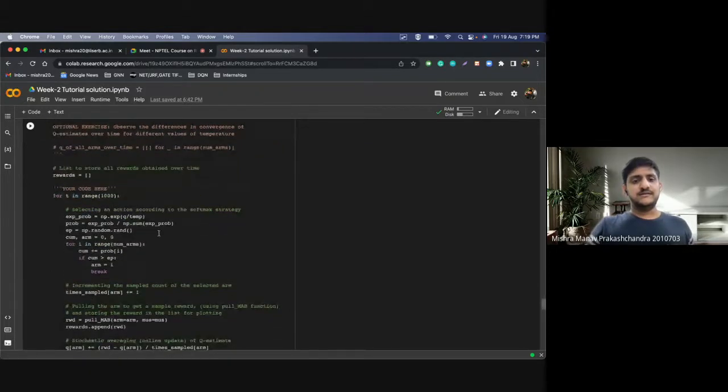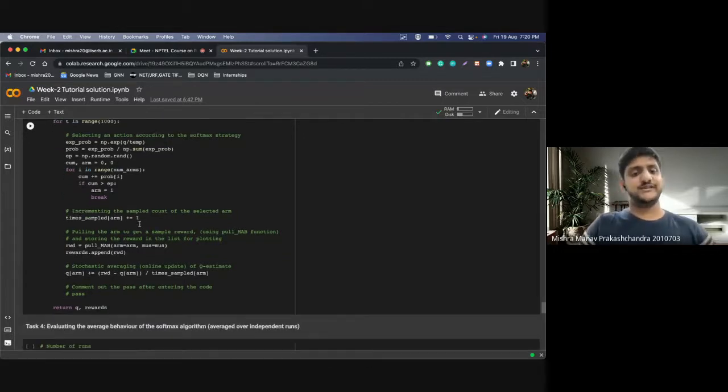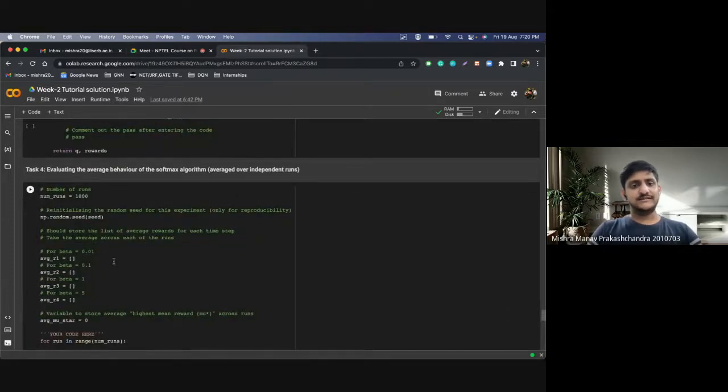Everything has been commented out. So what you do is, for T in range 1000, you first take the exploration exp probability, which is e to the power q by the temperature parameter. And the probability is this thing divided by the sum of all the exp probabilities. Next, you generate a random number, and you see if the cumulative probability is greater than the random number, you pull that arm. Otherwise, you don't pull that arm. You're basically sampling from the distribution that you have, and then based on that, you increase the count of the times each arm has been pulled. On pulling the arm, you get the reward. You append that, and then do the stochastic averaging of the Q value. And this is evaluated over independent runs.